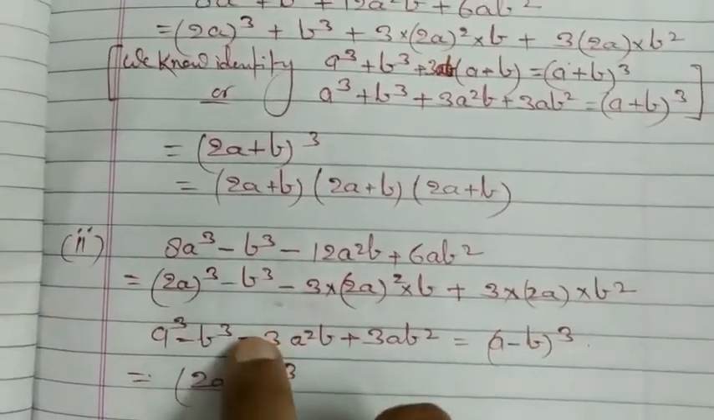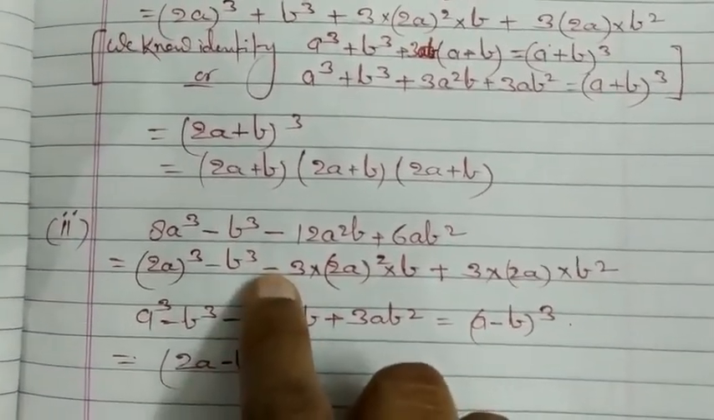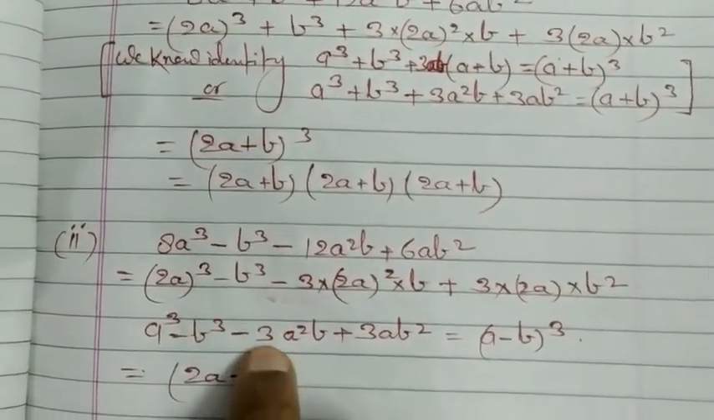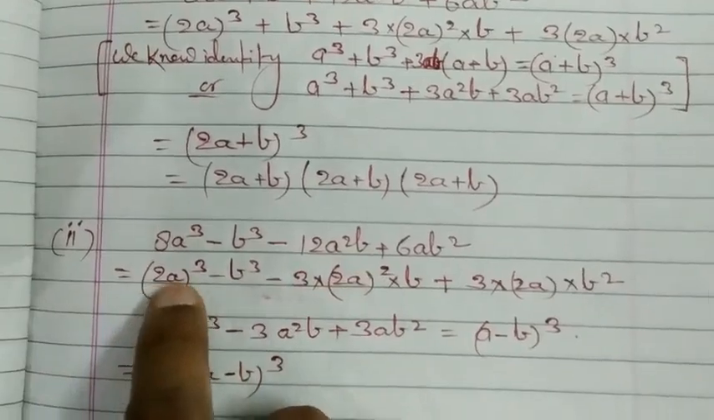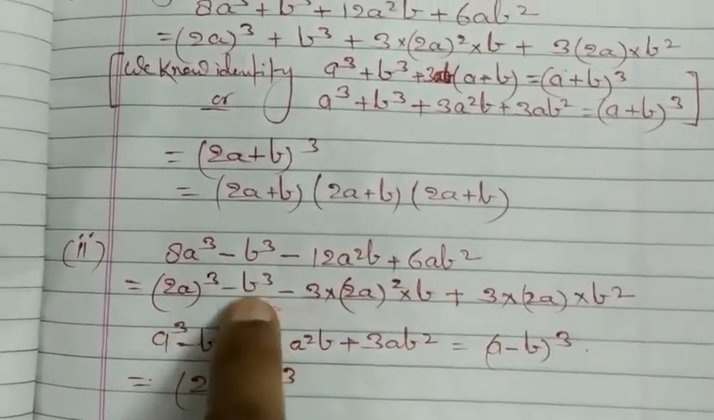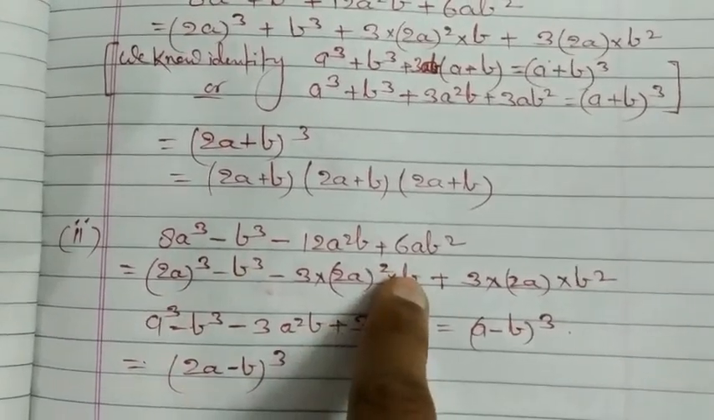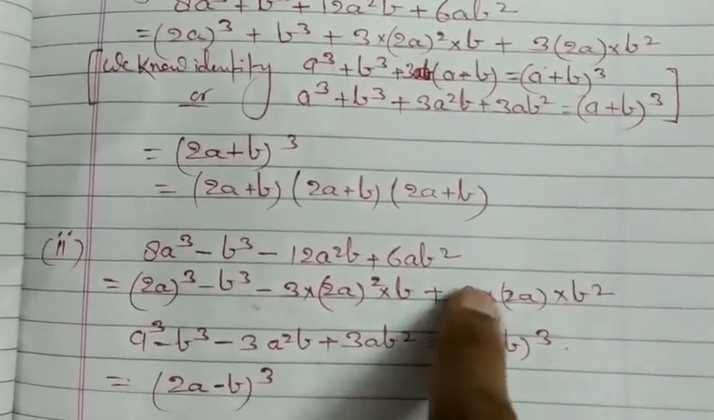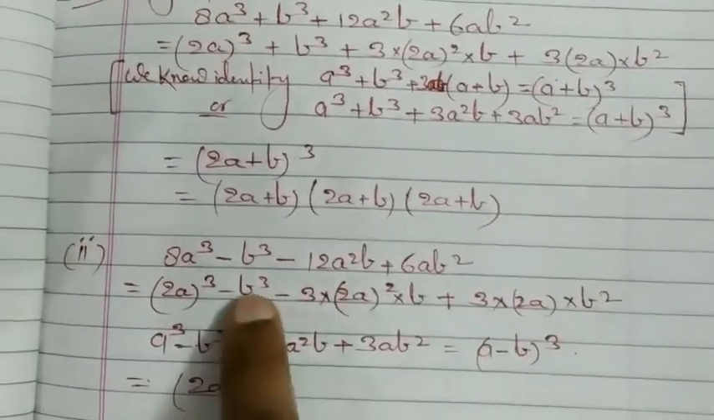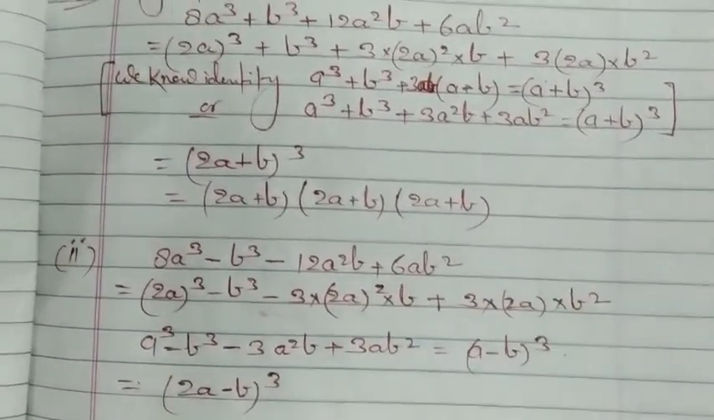And now this minus sign as it is, write down here 3. From this you have written 3 here. A is 2a square into b. Value of b is b, so you have written b here also. Plus 3 as it is, a is 2a and b is b square, so I have written b square.